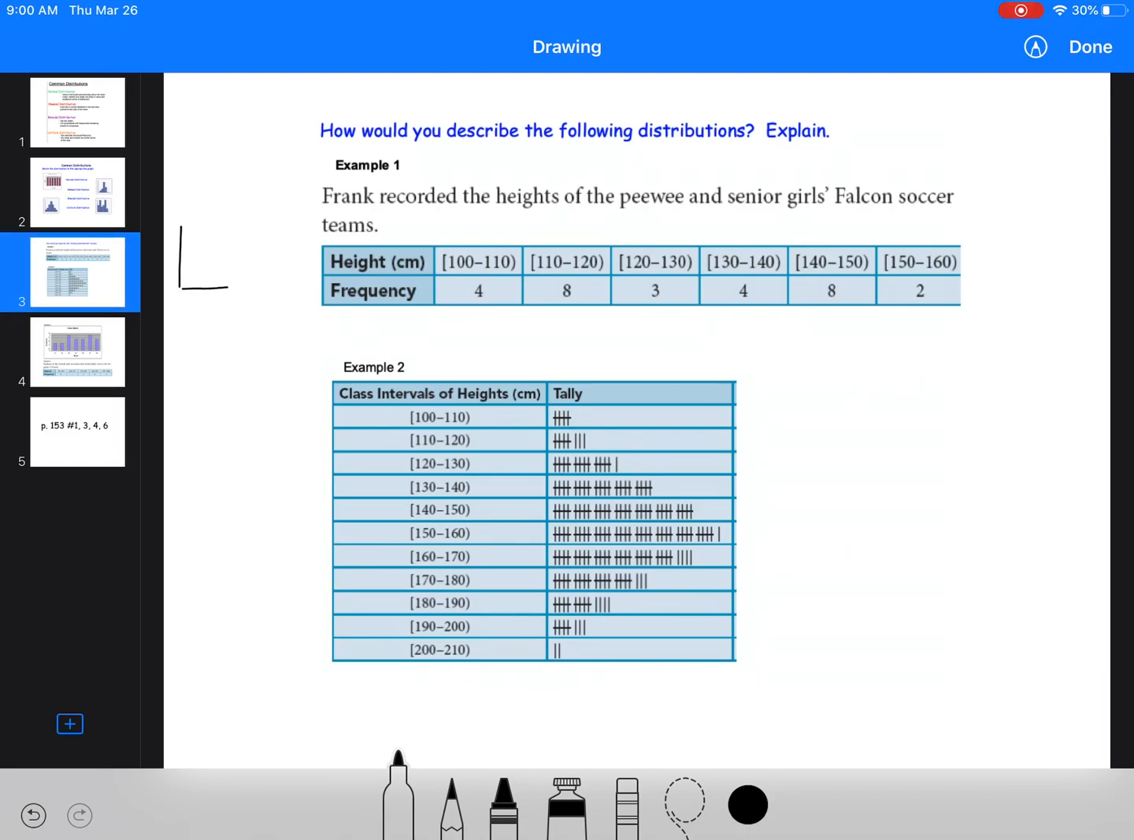All right, now looking at a different way to represent the data set. You can always do a quick sketch if you're unsure. So we've got 4, and then it goes up to 8, then down to 3, then up to 4, then back up to 8, then down to 2. And then I can connect my dots roughly. And I can see that this one here is bimodal.